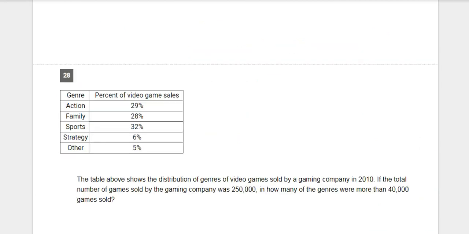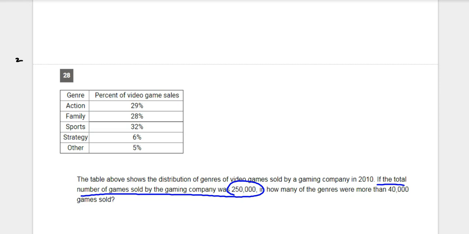All right, number 28 looks like another table involving percentages, so I guess we have to read to see what they're talking about. We have different genres of video games: action, family, sports, strategy, other, and then the percent of the total sales. So it looks like sports is the biggest one out there. The table above shows the distribution of games sold by a gaming company in 2010. If the total number of games sold was 250,000, how many of the genres were more than 40,000?